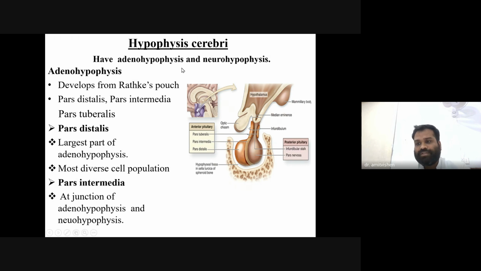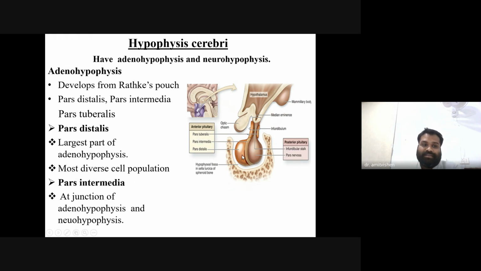Next, we start with the hypophysis cerebri. Everyone who has done their BVSc and AH knows that it has two parts, adenohypophysis and neurohypophysis. You can see this figure. This is the part of the adenohypophysis. The adenohypophysis has three parts: the pars tuberalis, and this is the pars distalis, and the pars intermedia in between the pars distalis and pars nervosa. So it has three parts. Let's talk about which part is the largest. You can see that the largest part is the pars tuberalis.